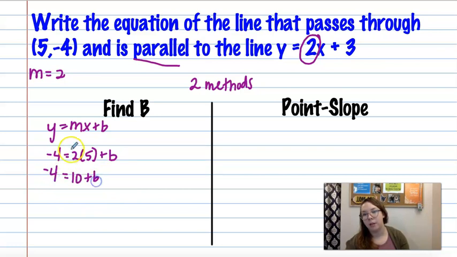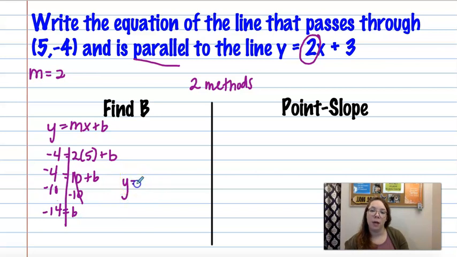And then I'm just solving this from here. So it looks like -14 is b, meaning my equation will be y equals 2x minus 14. So that's one method to get the answer.